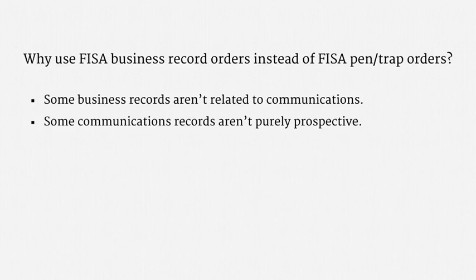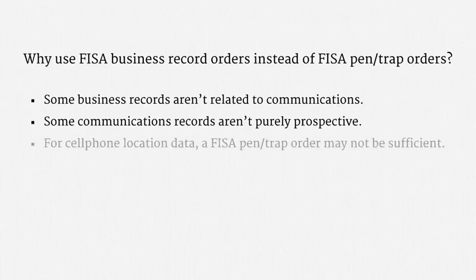Internet metadata, by contrast, is purely prospective. Most internet service providers just weren't retaining the types of data that the NSA was interested in. Yet another reason is that, as we've already seen, CALEA requires more than a pen trap order to track cell phones. That caveat might also apply to FISA pen trap orders.